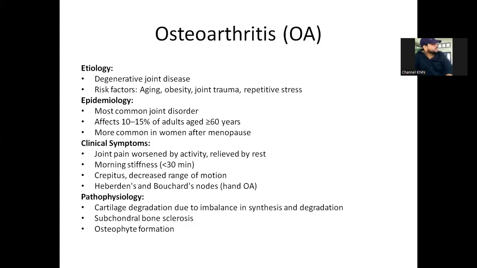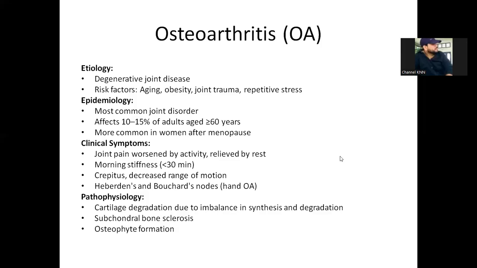Next one is osteoarthritis. Osteoarthritis is a degenerative joint disease. It mainly occurs due to aging, obesity, joint trauma, and repetitive stress. It affects 10 to 15% of adults who are greater than 60 years of age, and it is also more common in women after menopause, after the menstrual cycle pauses.